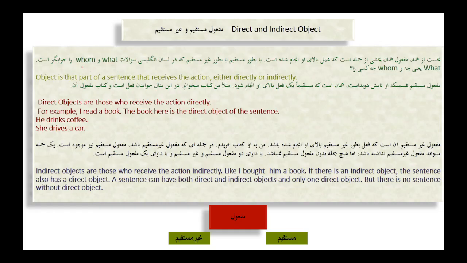Direct and indirect objects. Direct objects are the persons or things that provide the answer to the questions whom or what, right? This is one specification of the direct object.